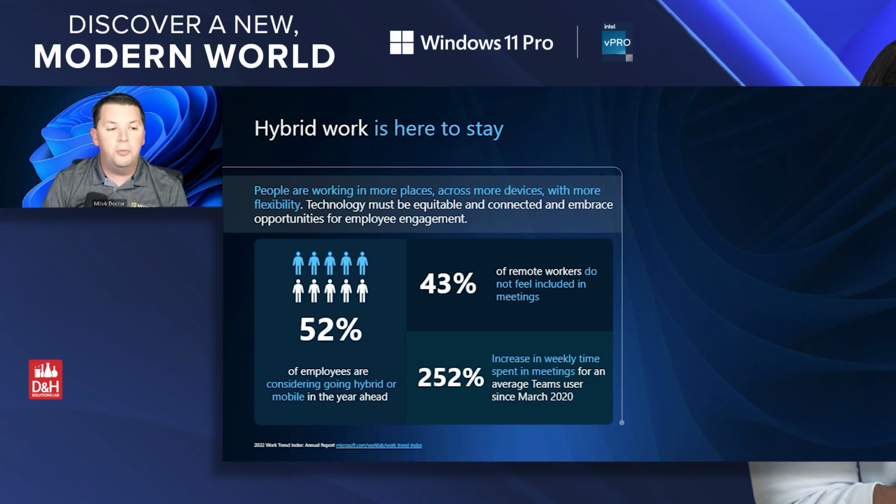At the moment, we know 52% of employees are considering going hybrid or mobile within the year. And remote workers feel like they're part of the business, but they're not. How can we better include them, and how can we use technology to make sure that they are? This statistic is from 2020, so imagine what it is right now: an increase in weekly time spent in meetings of more than 250% compared to pre-pandemic 2020. Imagine the time we're spending in meetings today. It's pretty incredible stuff.